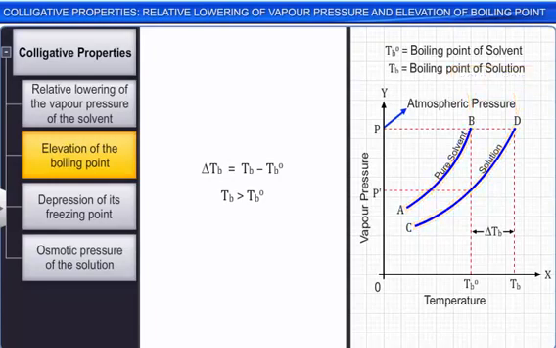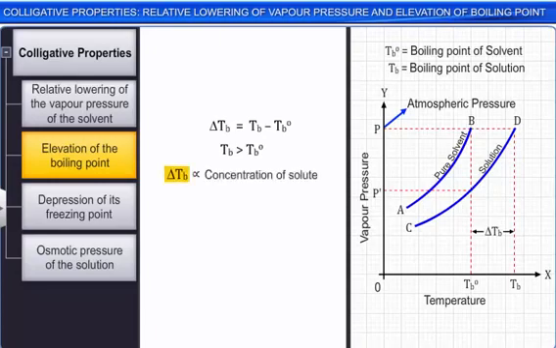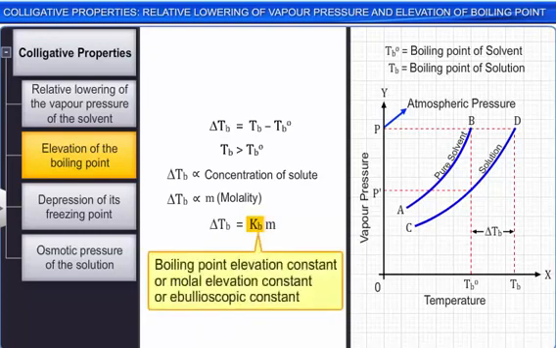The boiling point of a solvent changes as the concentration of the solute in the solution changes. But it does not depend on the identity of the solute particles. The elevation of the boiling point depends upon the concentration of the solute in the solution and is directly proportional to molality m of the solute in the solution, or delta Tb is equal to Kb multiplied by m, where Kb is known as the boiling point elevation constant or molal elevation constant or the ebullioscopic constant.